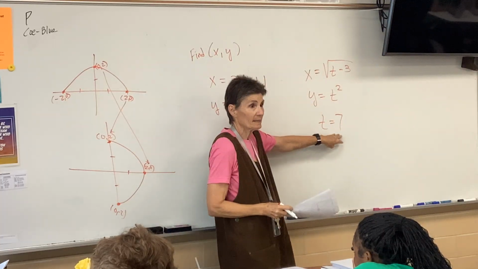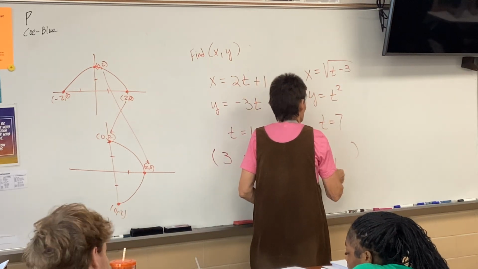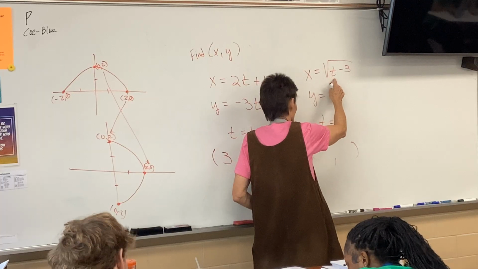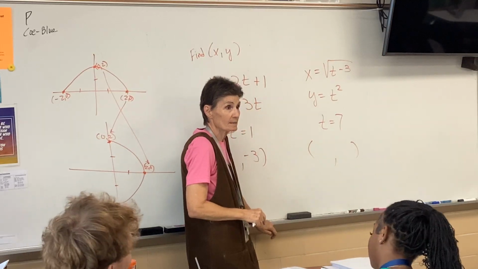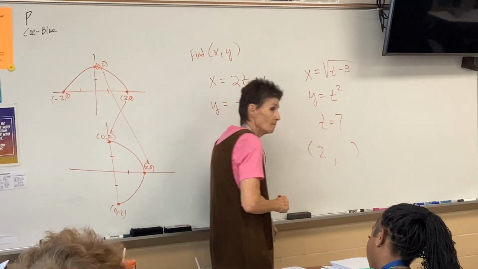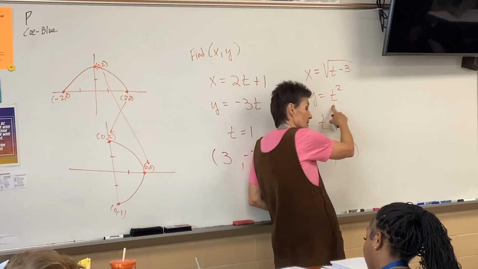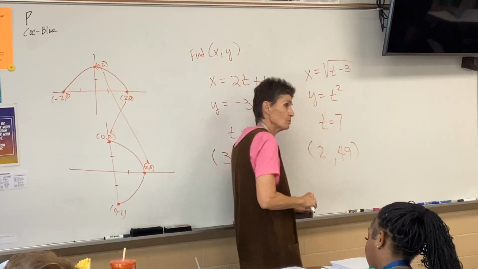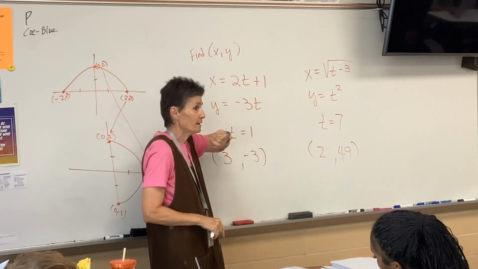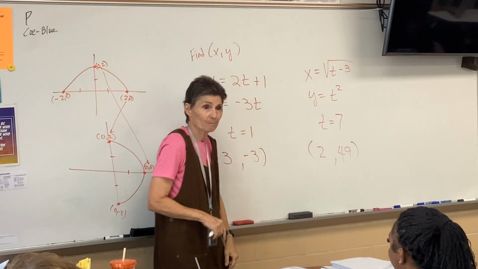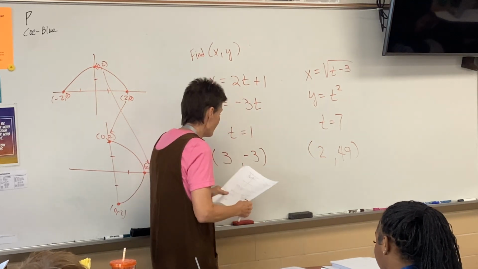This time you're going to plug in 7. So if you plug in 7 up here, what's 7 minus 3? And the square root of 4 is 2. So your x is 2. And 7 squared is, there you go. That's it. That's all there is to it. So the equations can be as wacky as you want. You're just going to plug in whatever number they give you. All right, so that's easy. Number 5.